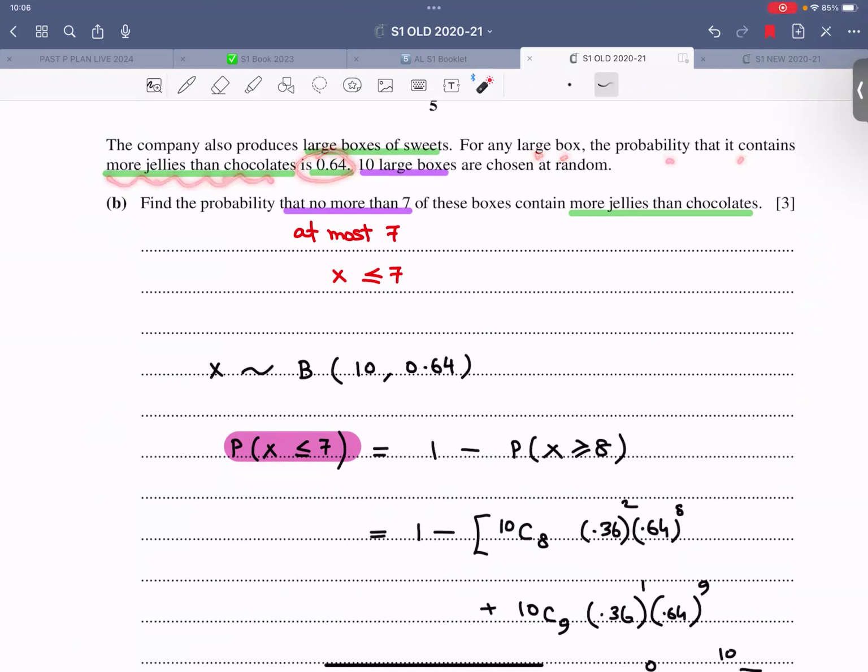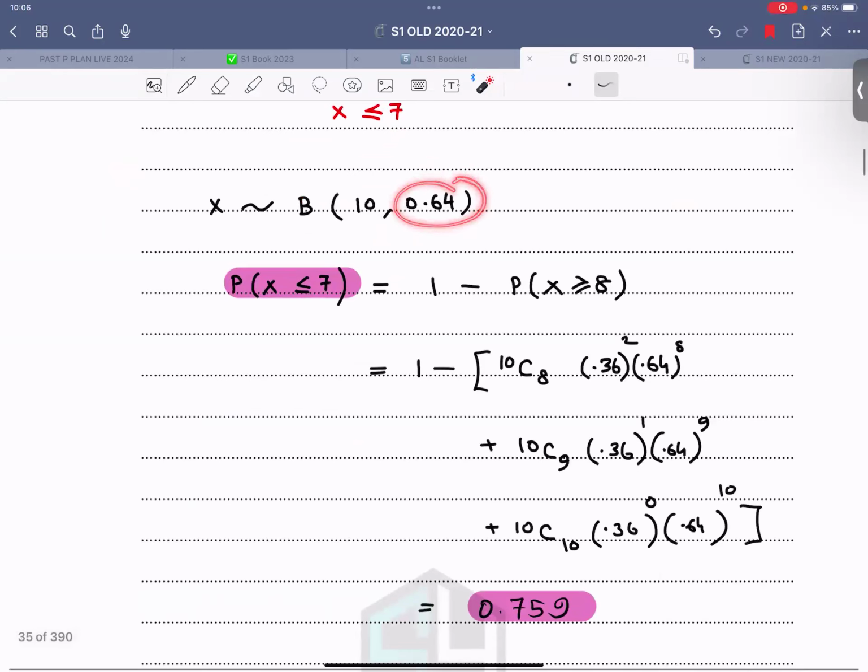So this is the condition. This is the perspective, the probability of success. 10 large boxes are chosen at random. Find the probability no more than, that means at most 7. That means 7 is inclusive. Of these boxes contains more jellies than chocolate. This is the probability of success. This is the number of trials.